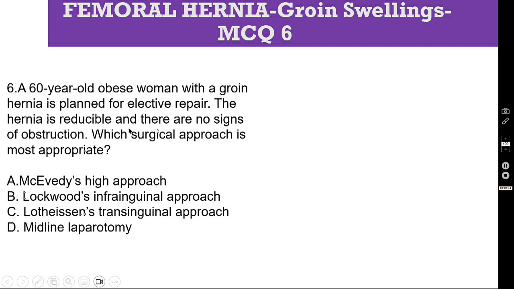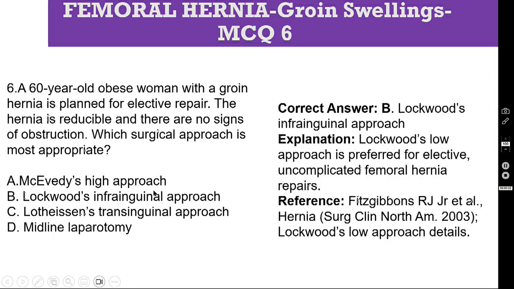The hernia is reducible and there are no signs of obstruction. Which surgical approach is most appropriate? A. McEvedy's high approach. B. Lockwood's infrainguinal approach. C. Lotheissen's transinguinal approach. And D. Midline laparotomy. The correct answer is B. Lockwood's infrainguinal approach, because Lockwood's low approach is preferred for elective uncomplicated femoral hernia repairs.